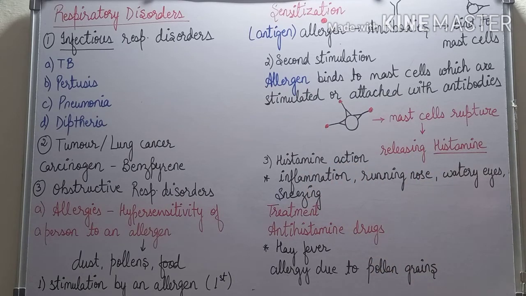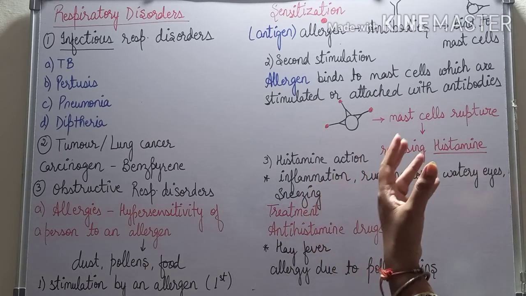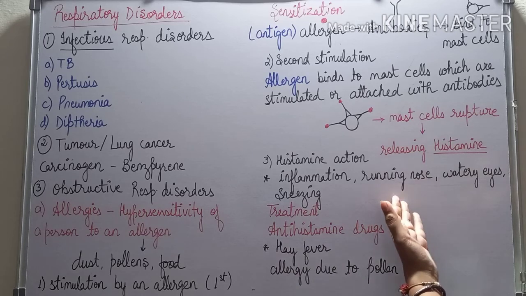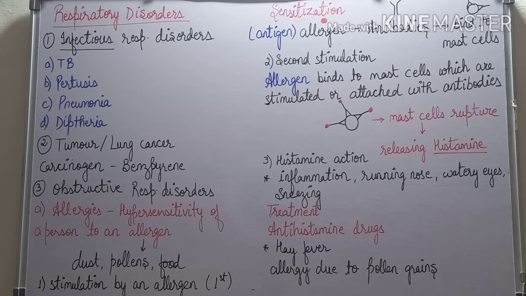As soon as the histamine is released, it shows all these symptoms. There will be inflammation, swelling at some place, there will be a running nose, meaning continuous water will come out from our nose, then the eyes will become teary, it will appear that the person is crying, the eyes will be all watery, as well as continuous sneezing will start taking place. These are all the symptoms which we can see when histamine is released from the mast cell and mixes with our blood.